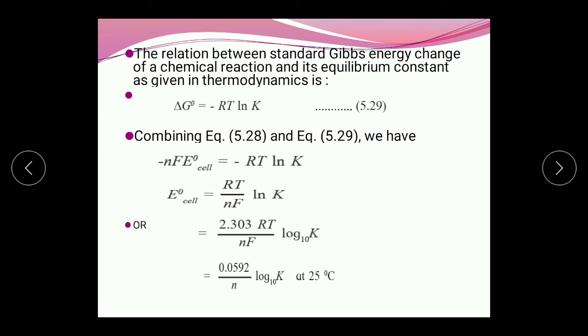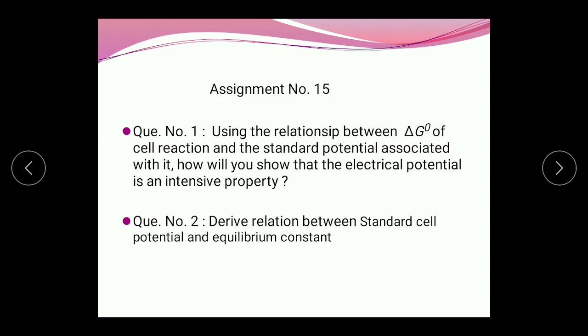Understood? Now, the time for assignment. The assignment for this time is question number 1. Using the relationship between delta G0 of a cell reaction and the standard cell potential associated with it, how will you show that the electrical potential, that is E0 cell, is an intensive property, the one which is independent of the quantity or the amount of substance? So you have to show that.